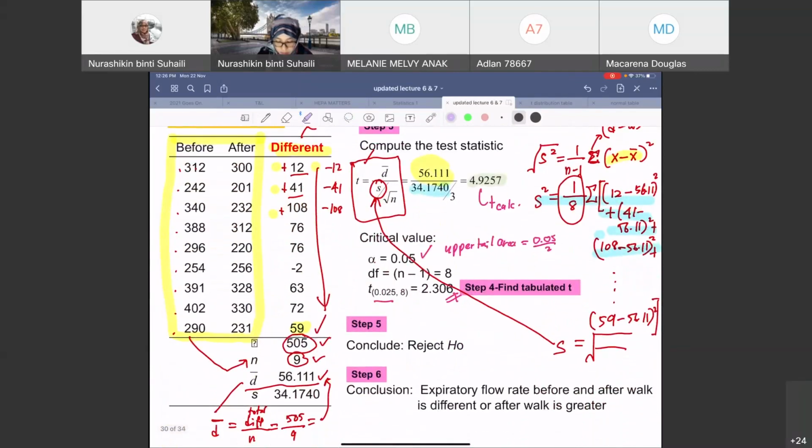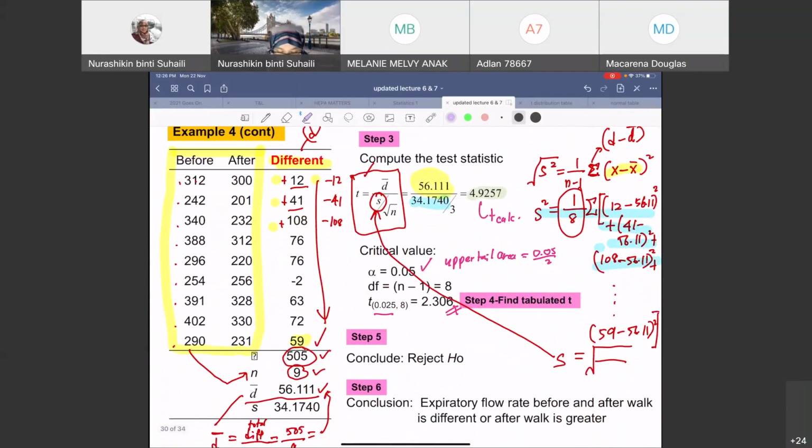Okay. So in this case, when we compare, the calculated value 4.9 is greater than 3.06. So you accept the alternative hypothesis, or you reject the null hypothesis. You can say either reject null or accept alternative, okay? So that's the decision.